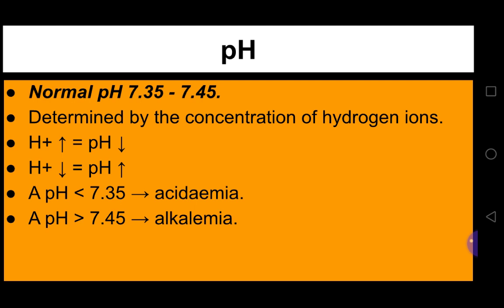A pH which is less than 7.35 is called acidemia, which means blood is more acidic. And a pH of more than 7.45 is called alkalemia, or the blood is more alkaline.